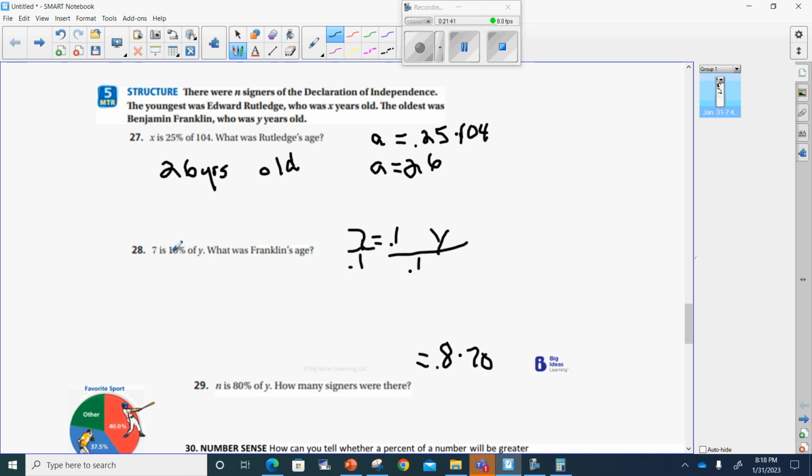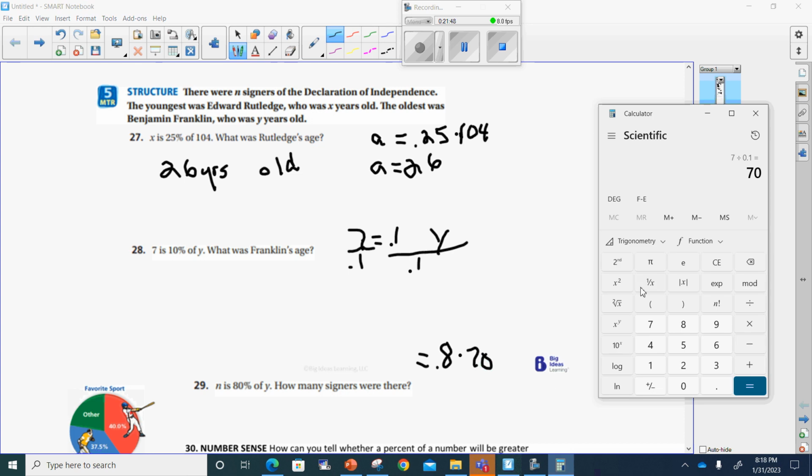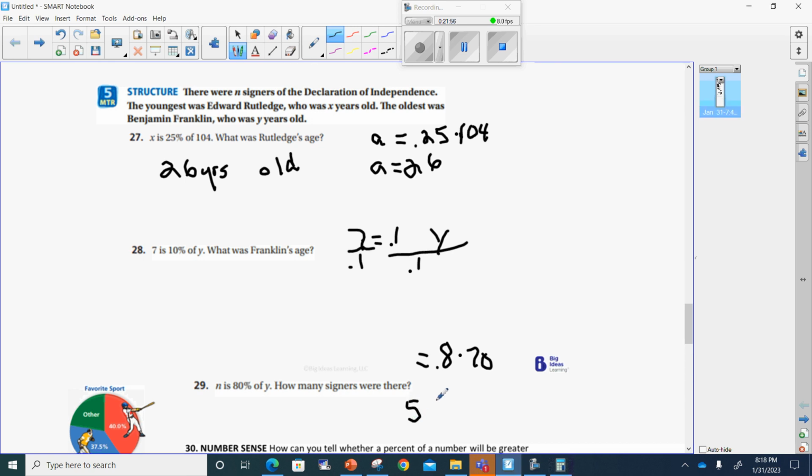This is a benefit for those that were watching the video. You're not going to see this in the back of the book. I got to take 70 and multiply it to 0.8. So 70 times 0.8 is 56, which means there were 56 people that signed.